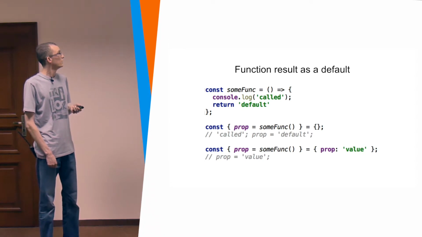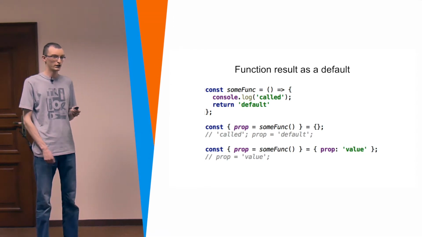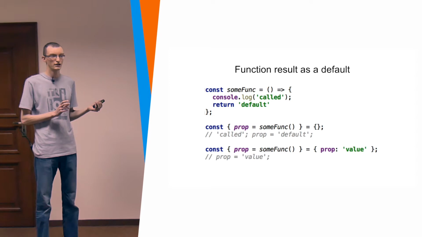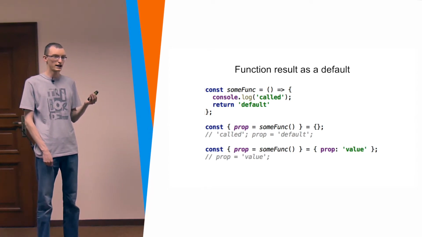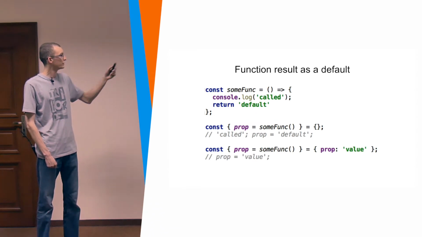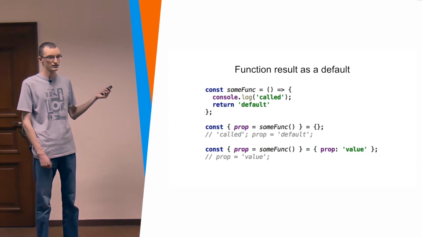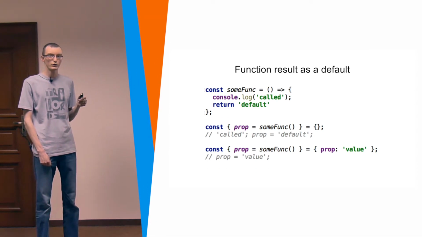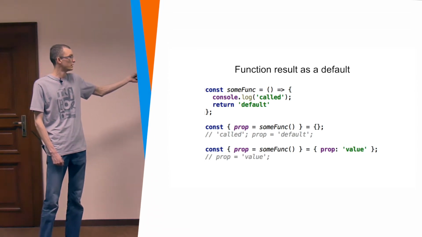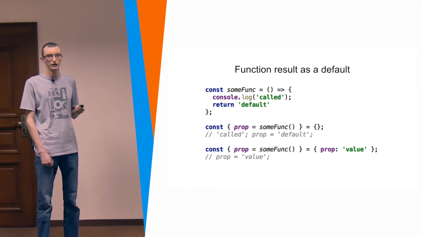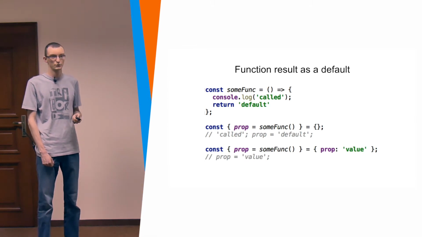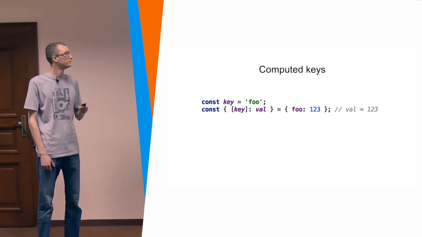Another neat feature is that we can define not only values as defaults, but we can also assign function results. Here we have this sum function, which is assigned as default, and it is evaluated only when it's needed. In the second case, when this prop was found in the object, it was not called at all. That's a good optimization on the JS side.